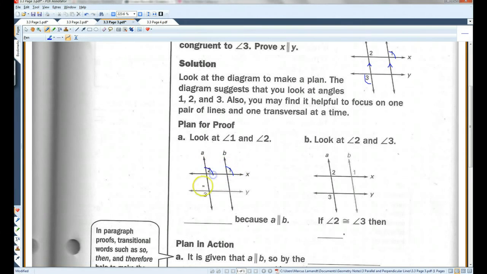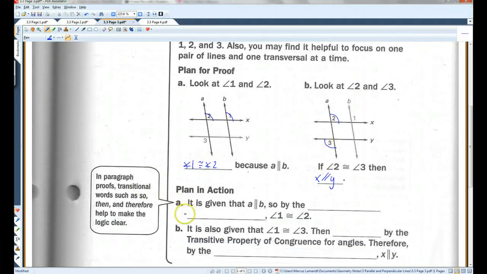We know that A and B are parallel. Because they're parallel, angle 1 is congruent to angle 2, because 1 and 2 are corresponding angles. Okay? Now, if angle 2 is congruent to angle 3, then x has to be parallel to y, because these are alternate exterior angles.